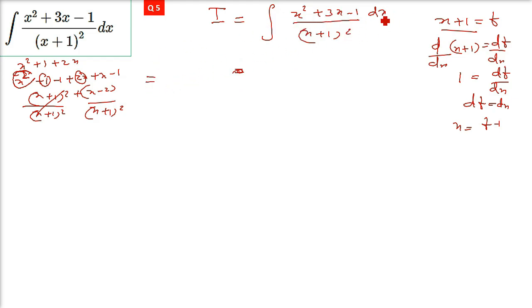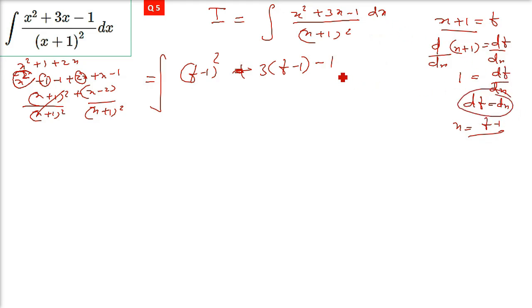So this dx will be taken as dt, and in x square plus 3x minus 1, I'll just tell you what we are going to do. We have to take x as t minus 1 in all the terms. So (t minus 1) whole square plus 3 into (t minus 1) minus 1. And in place of dx, we'll write dt. In the denominator, we have (x plus 1) whole square, so it will be t square. So you'll see how easy it will become. Standard result you can apply here.